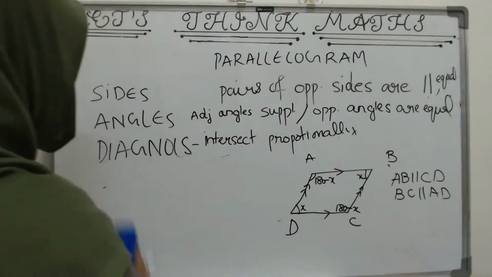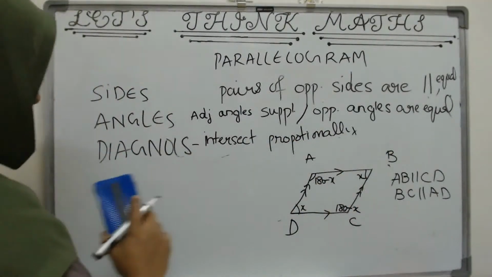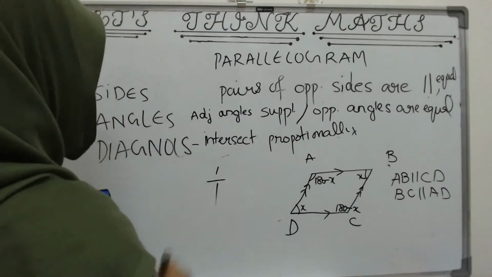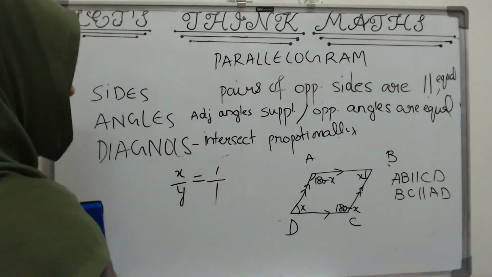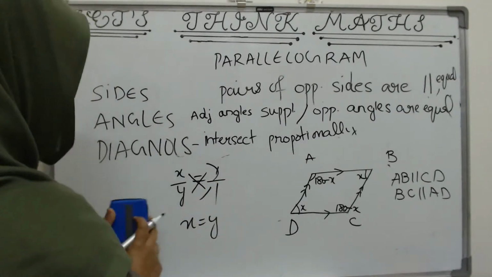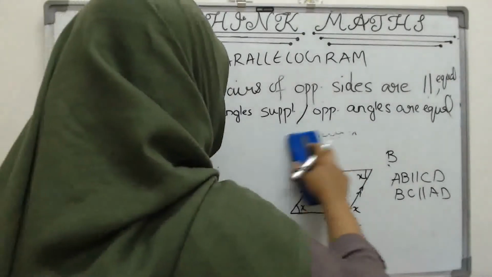Then what about the diagonals? They intersect proportionally in a trapezium. But what happens here? That proportion is actually 1:1. Their ratio is 1:1. That means they are equal to each other. X is equal to y. So that is what you have here. They bisect each other.